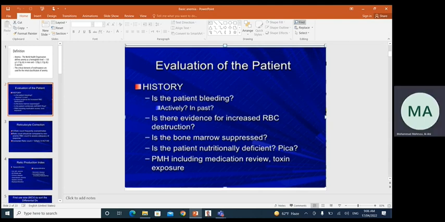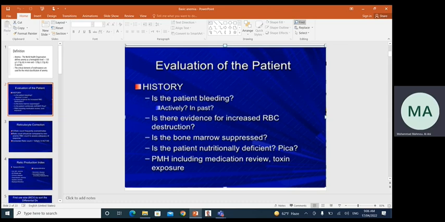The next thing is to look if there is any evidence of RBC destruction. What is the evidence of RBC destruction? It's that the patient is jaundiced. So jaundice is evidence that there is an RBC destruction.